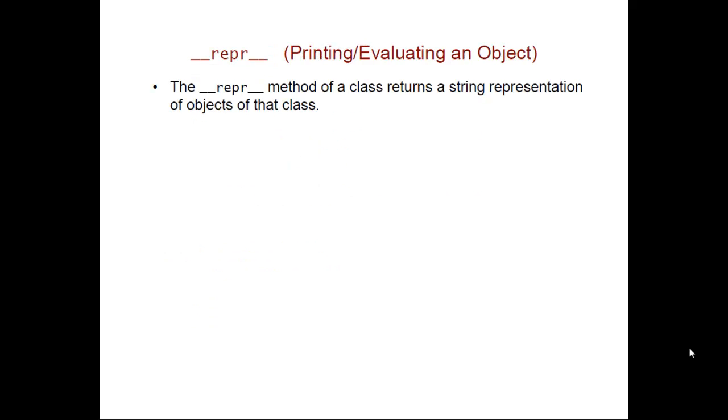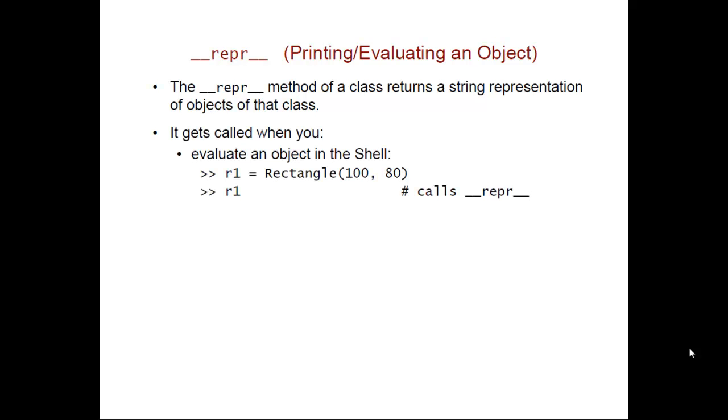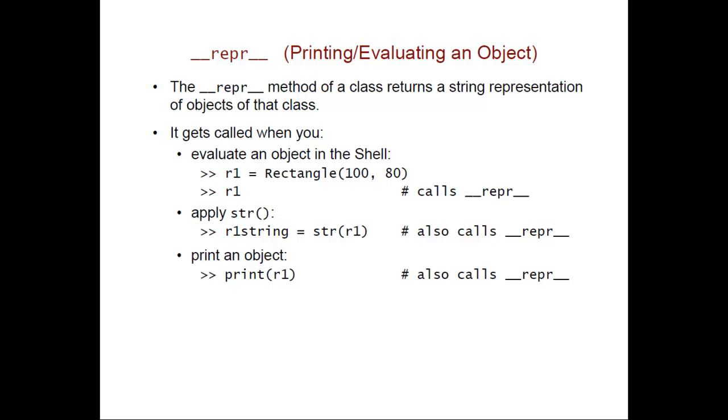Another special method that we typically include when we define a new class is one called __repr__. And this allows us to get a string representation of objects of our class. And this gets called on our behalf when we evaluate an object from the shell. So we don't actually have to explicitly call this method, just like we didn't explicitly call the __eq__ method. It's going to get called for us whenever we evaluate the object. It's also going to get called if we try to use the str function on an object of this class. And it'll also get called when we print an object of this class.